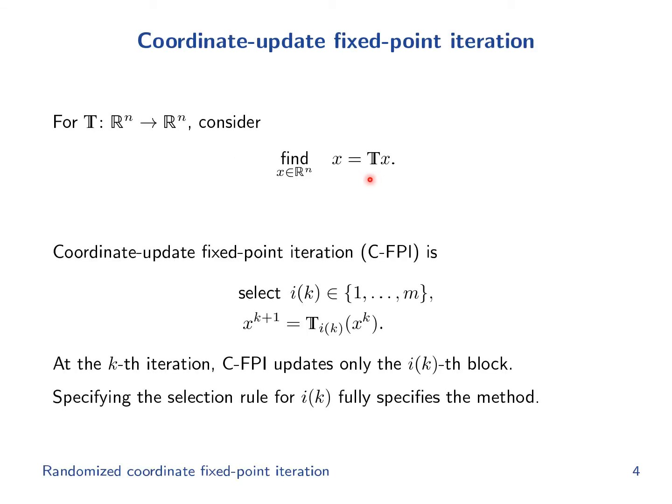Consider the fixed point iteration with operator T. The method of coordinate update fixed point iteration, written shortly as C-FPI, is to first select a block from all the m blocks and call the selected block ik, and then apply the T sub ik operator to the current iterate to get the new iterate. By the definition of T sub i, only the ik-th block is updated. All the other blocks of xk remain the same. By specifying the selection rule for ik, we'll fully specify the method.